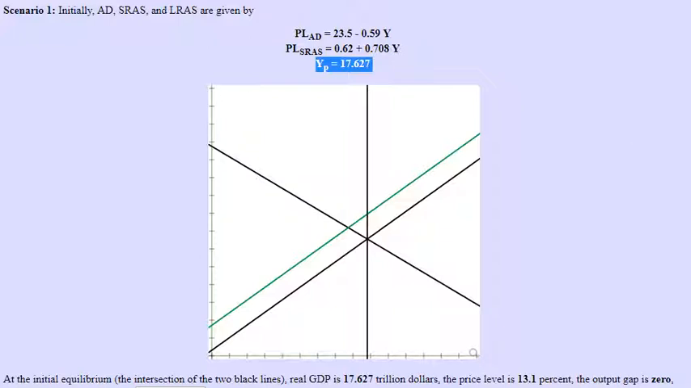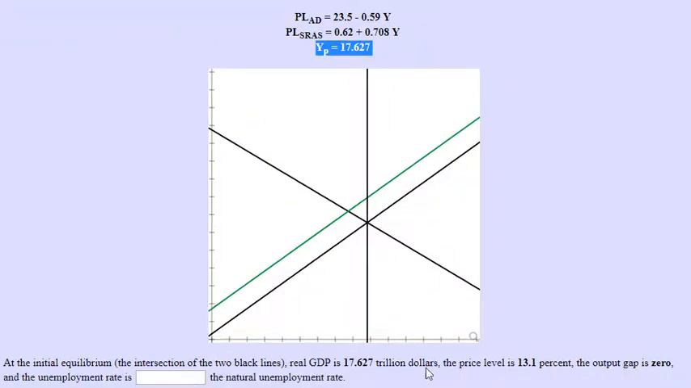We have the price level. And it looks like I already calculated the equilibrium GDP level, which is found by setting these two equations equal to each other. You set that equal to this, you solve for y, and you get $17.627 trillion. You plug this value into demand or supply, and it looks like you get 13.1. And I also give you the output gap, which is zero, because at this point, GDP equals potential.